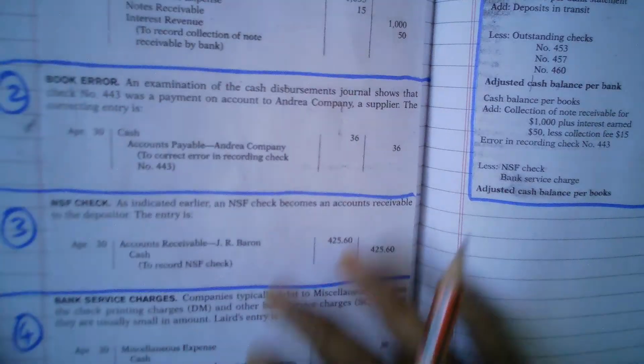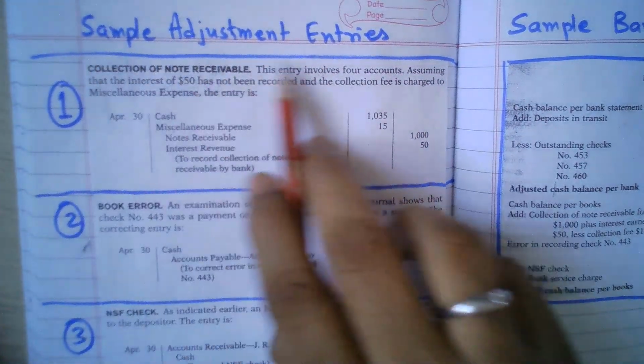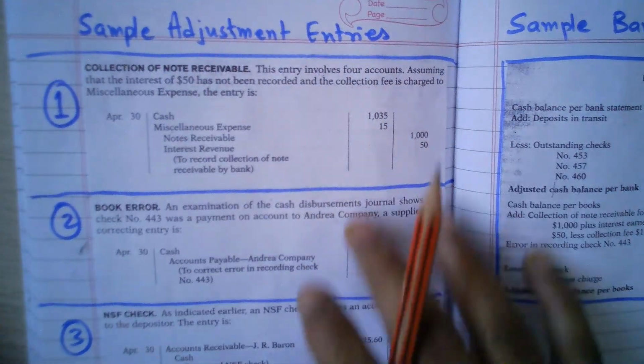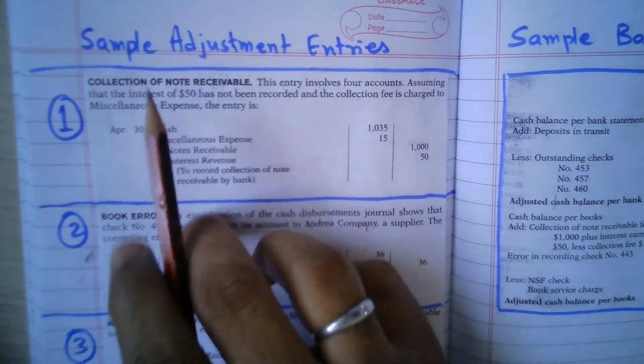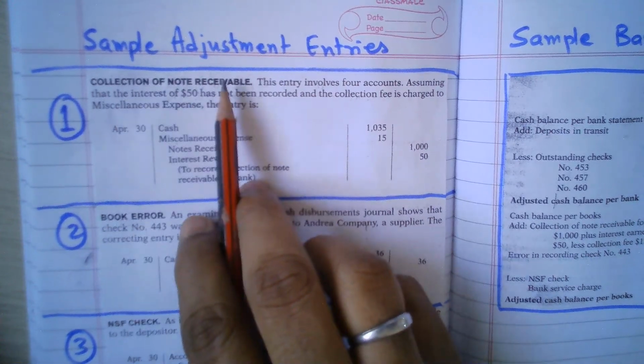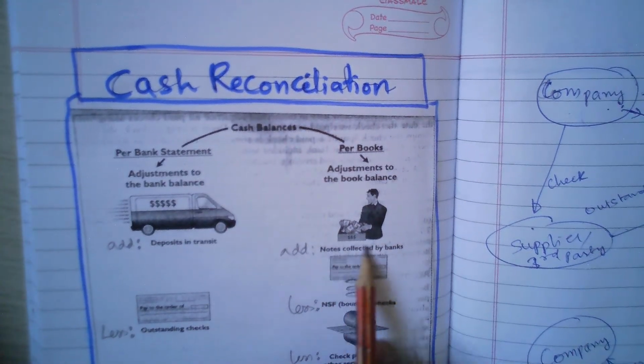Again, I have taken these sample adjustment entries from one of the pages in the textbook. So the four entries are here. One by one I will explain each entry. Look at the first entry. What is this? Collection of note receivable. Here, notes collected by the bank.